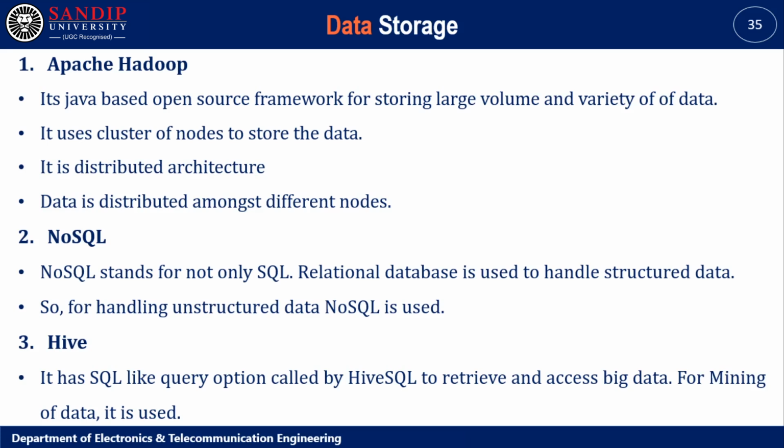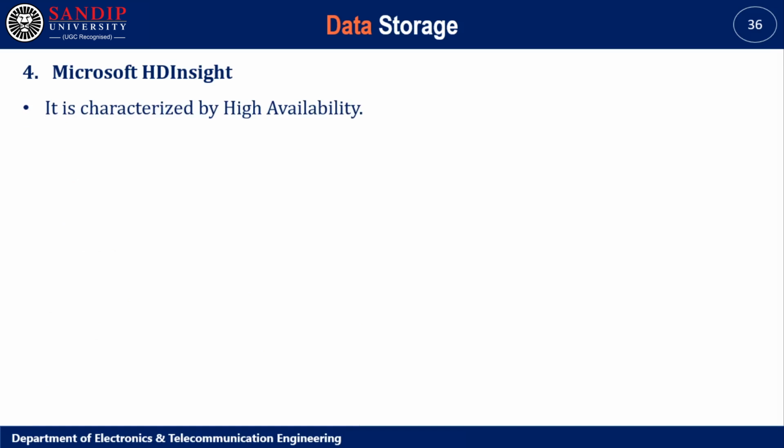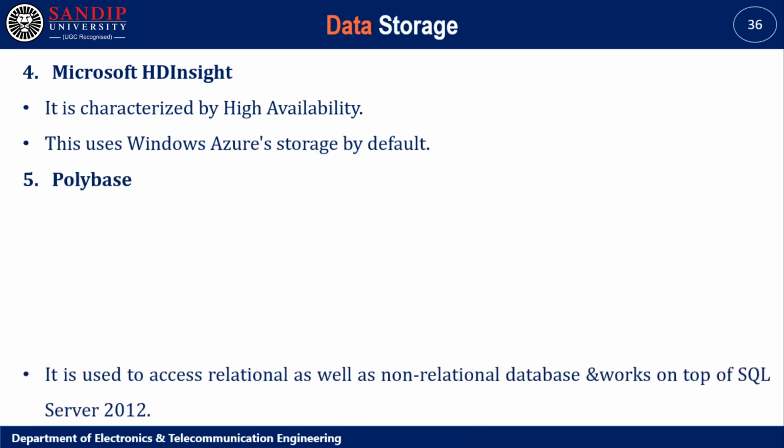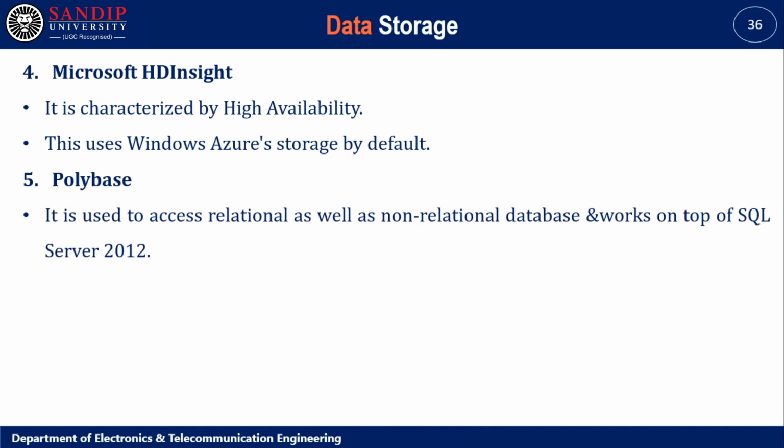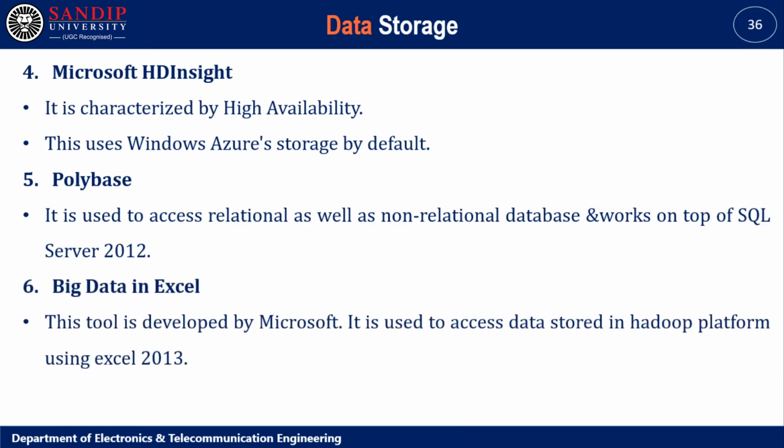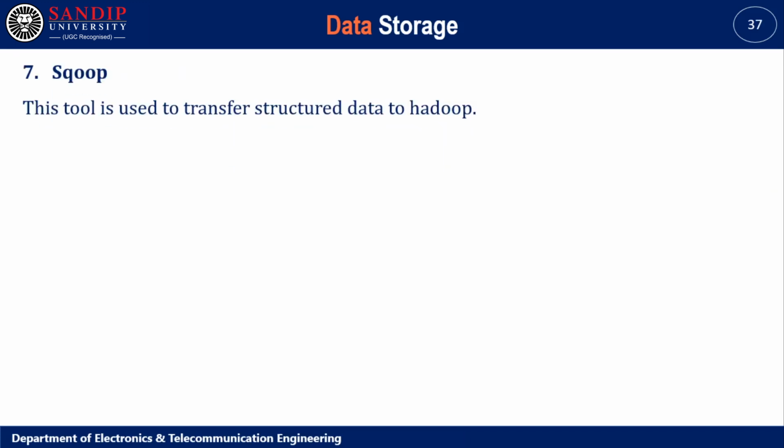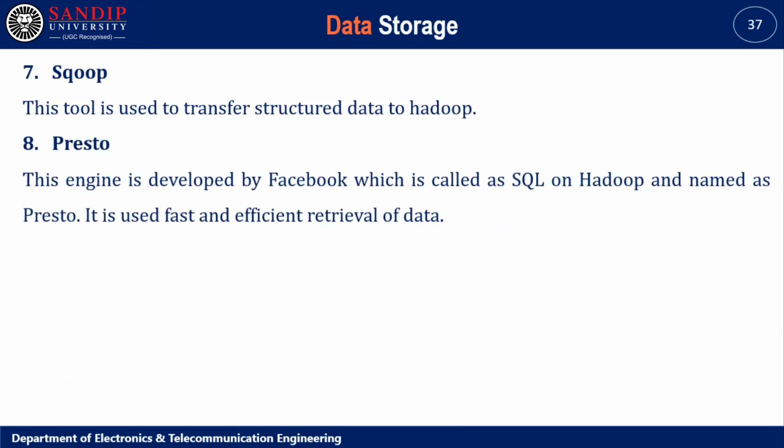For mining of data, it is used. Microsoft HD Insight. It is characterized by high availability. This uses Windows Azure storage by default. Polybase. It is used to access relational as well as non-relational databases and works on top of SQL Server 2012. Big data in Excel. This tool is developed by Microsoft. It is used to access the data stored in Hadoop platform using Excel 2013. Scoop. This tool is used to transfer structured data to Hadoop. Presto. This engine is developed by Facebook, which is called SQL on Hadoop and named Presto. It is used for fast and efficient retrieval of data.